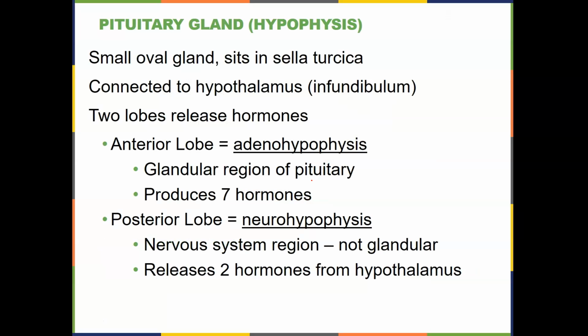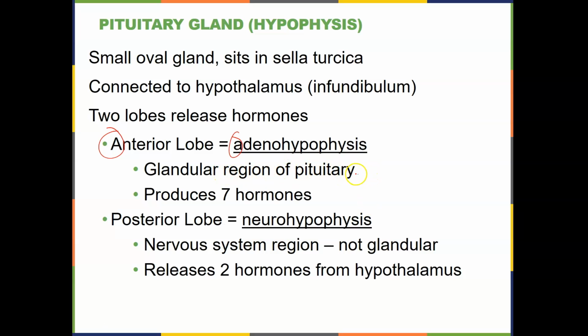So the pituitary, like I said, has 2 lobes: the adenohypophysis, anterior, and the neurohypophysis, which is posterior. How do I remember which is which, Dr. Val? Anterior and adeno both start with A, so they go together. The adenohypophysis is very glandular. It produces 7 hormones that you'll learn in physiology, and this secretes right into the bloodstream.